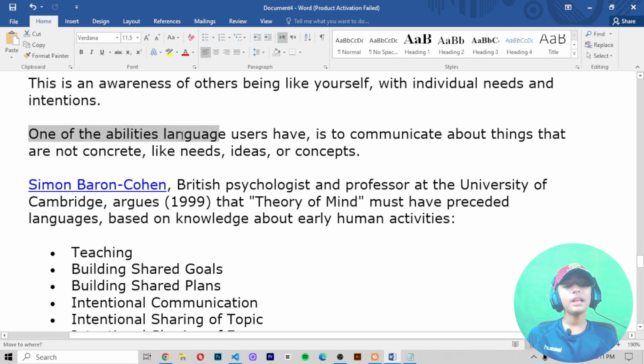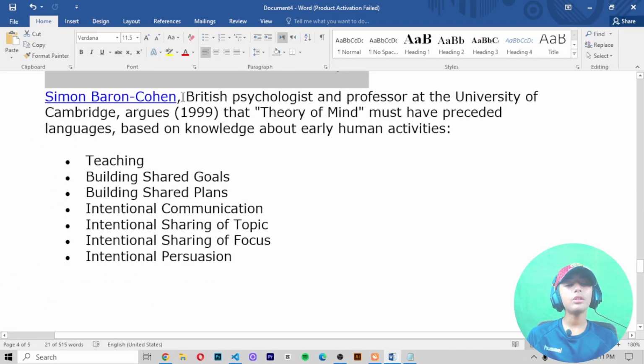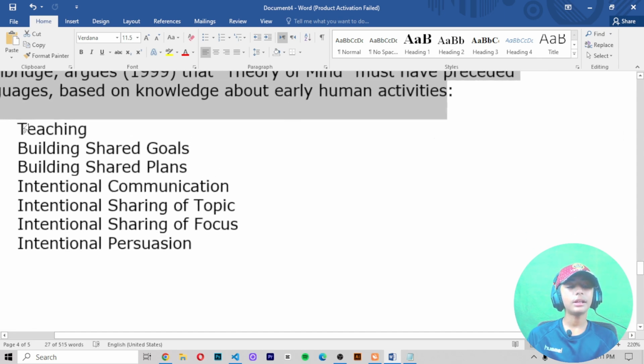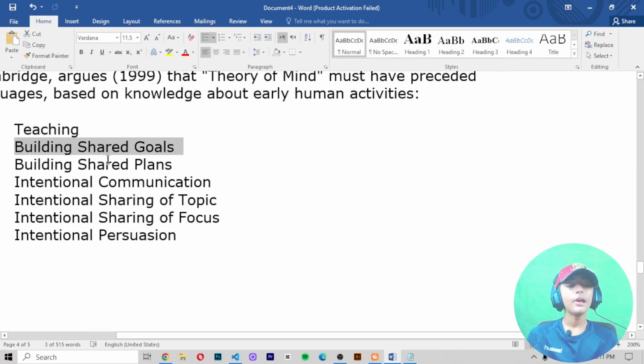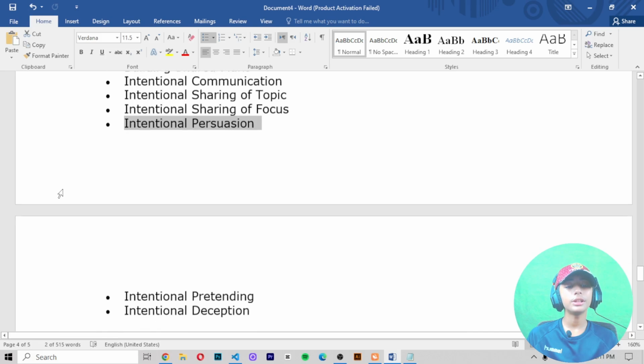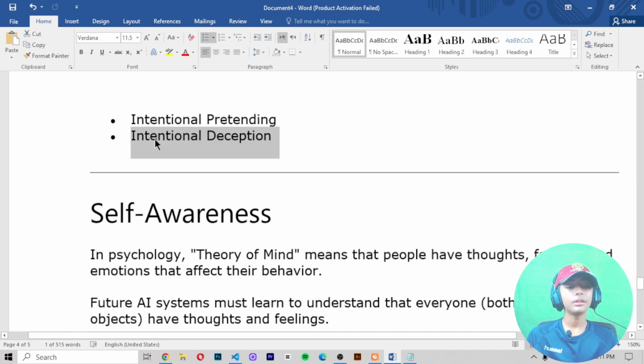One of the abilities language users have is to communicate about things that are not concrete, like needs, ideas or concepts. Simon Baron-Cohen, British psychologist and professor at the University of Cambridge, argued in 1999 that theory of mind must have preceded languages, based on knowledge about early human activities like teaching, building shared goals, building shared plans, intentional communication, intentional sharing of cooperation, intentional sharing of focus, intentional persuasion, intentional pretending, and intentional deception.